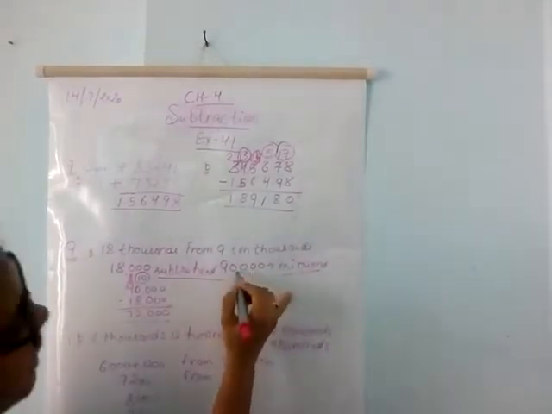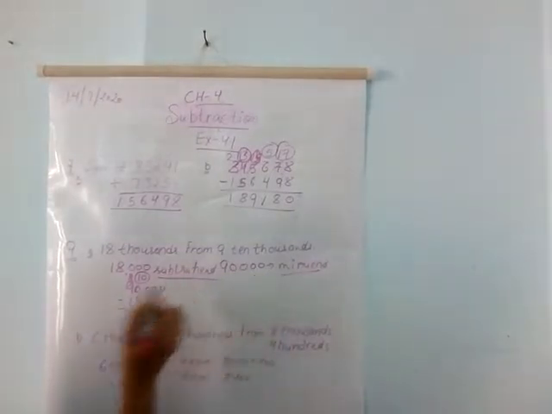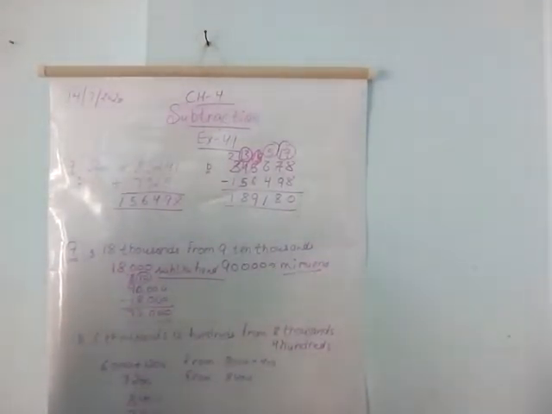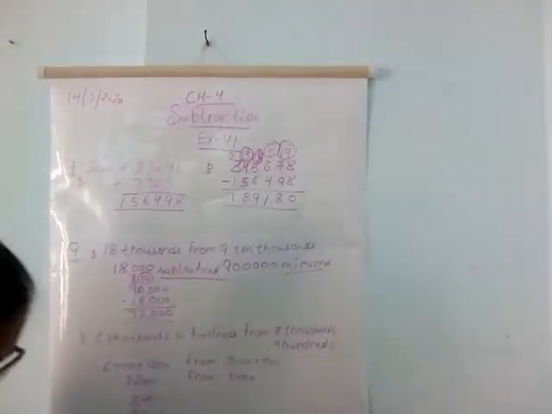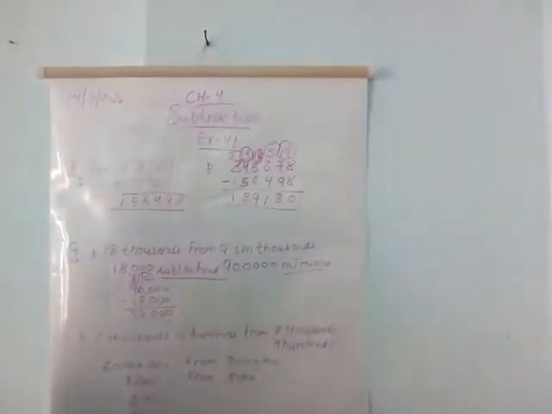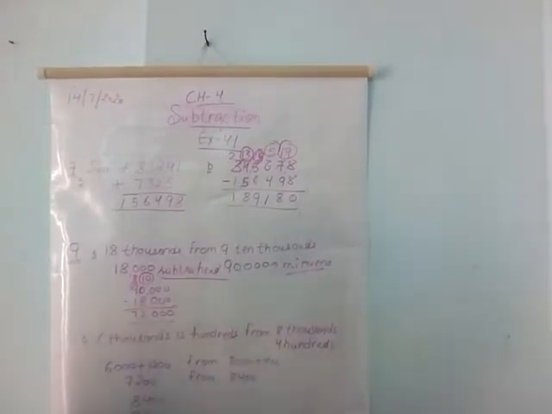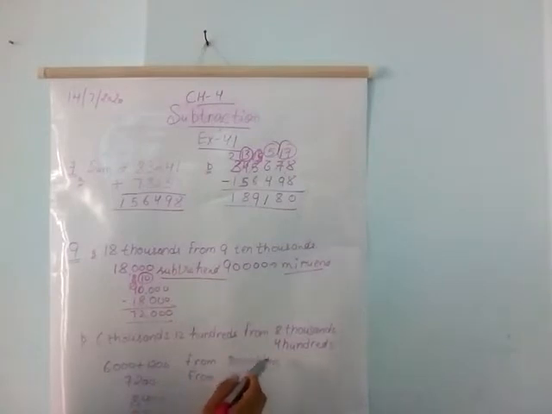Okay, so subtract 18,000 from 90,000. So from 90,000 when you subtract 18,000, you will get 72,000. Okay, so this is part B. 6,000 and 1,200 subtracted from 8,400. Again what you have to do in that, first of all convert the given numbers into numerals.